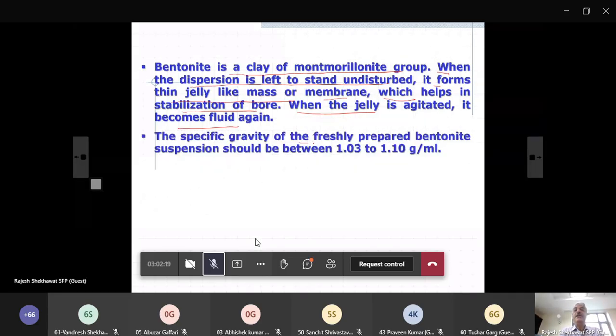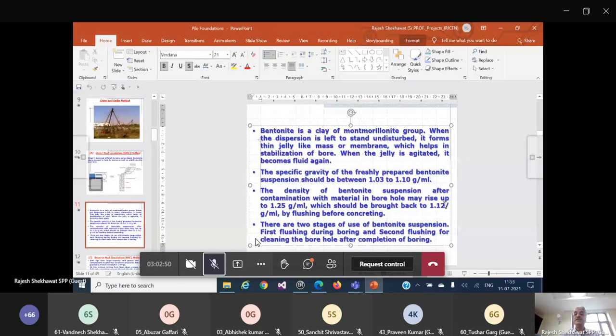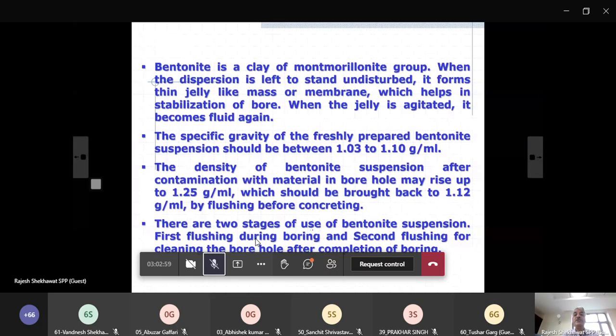And the specific gravity of freshly prepared bentonite is between 1.03 to 1.1. Fresh, when you make bentonite slurry, this is the density, and the density of bentonite suspension after contamination with the material in the bore may rise up to 1.25 grams per milliliter, which should be brought back to 1.12 gram per milliliter by flushing before concreting. So you keep on checking it, and whenever it becomes more than this limit 1.25, you will recharge it.